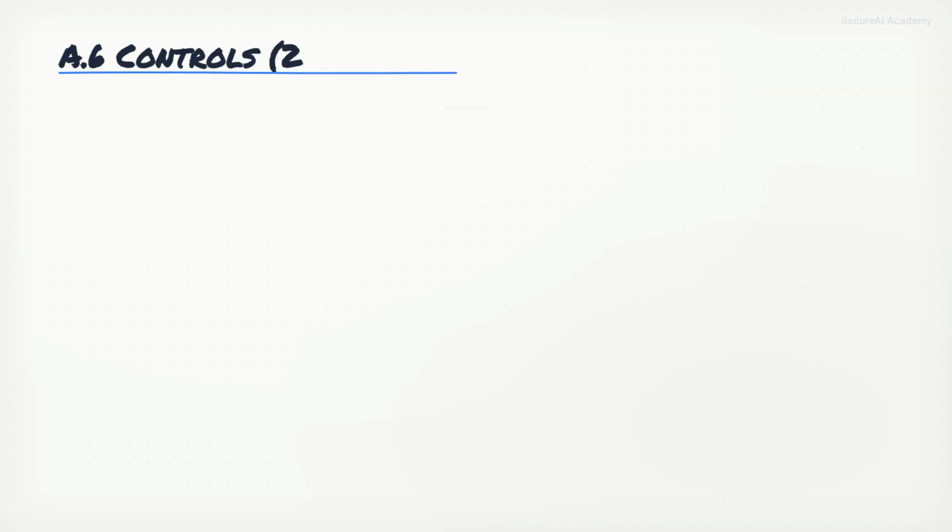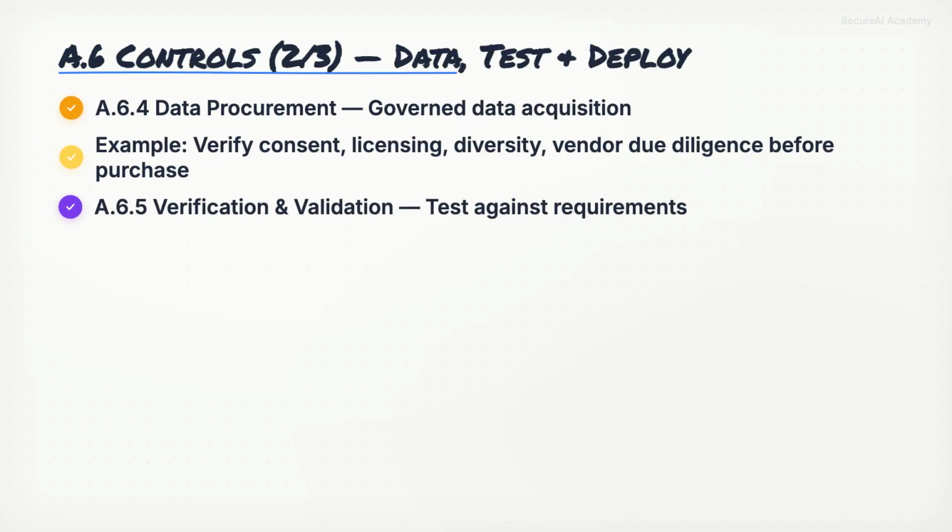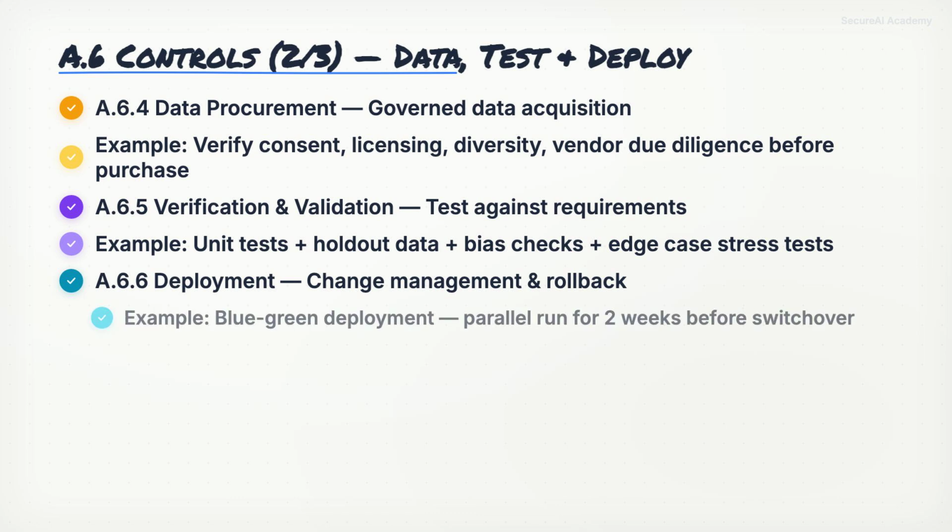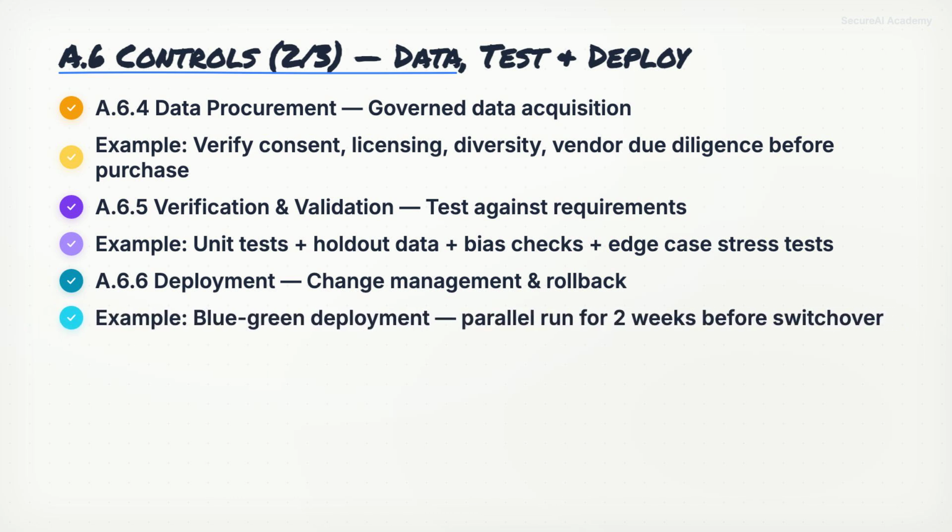Control 4. Procurement or acquisition of data. Govern how you obtain data. Example: before acquiring a third-party dataset for sentiment analysis, the team verifies the data was collected with informed consent, has appropriate licensing for commercial use, represents diverse demographics, and the data provider has passed due diligence.